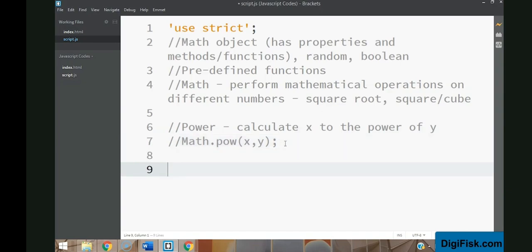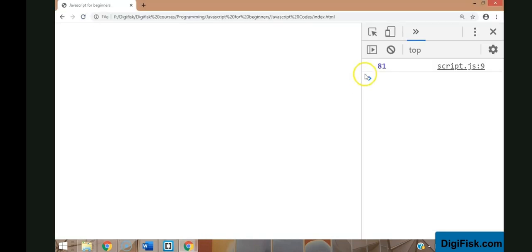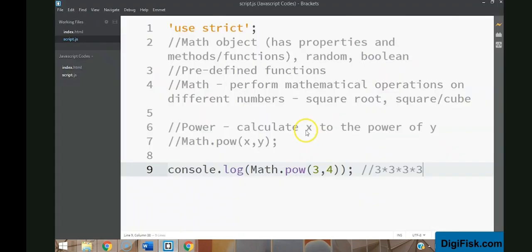Okay, so let me do a console.log of an example. Math.pow. In here I can give 3, 4 like that. So 3 to the power of 4. This is basically going to calculate 3 into 3 into 3 into 3. Like that. Okay. If I refresh, I'm going to get 81. See, 3 into 3 is 9, 9 into 3 is 27, 27 into 3 is 81. So I'm getting that. Okay. And that's your power function.